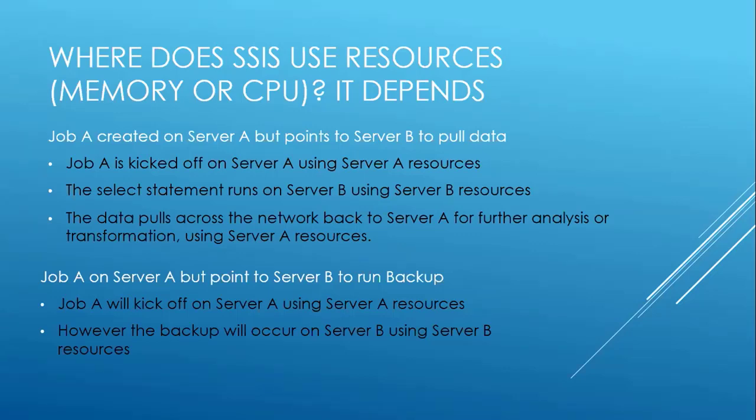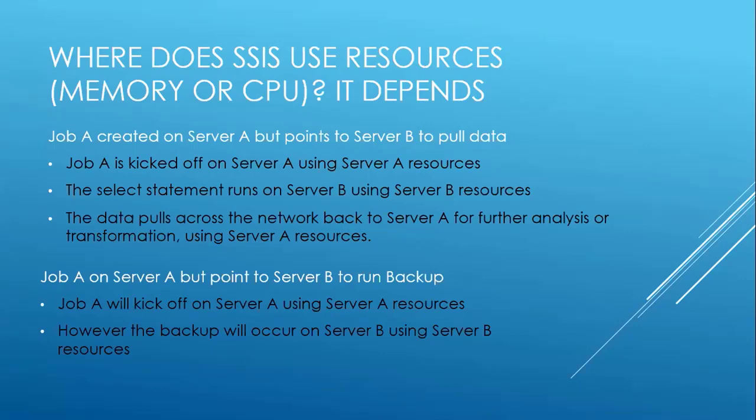It's separate. So if you do a select statement and job A is created on server A, but goes to server B to select the data, then the job is started on server A, and the SSIS executable is on server A using memory and CPU. The process is running on server A. However, a link is set up to server B to run the select statement and then bring back all that data across the network back to server A, and processing happens on server A.